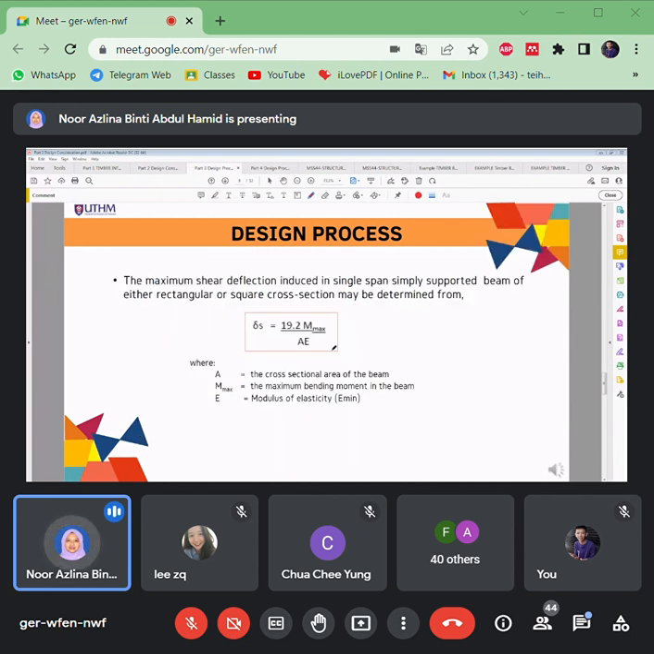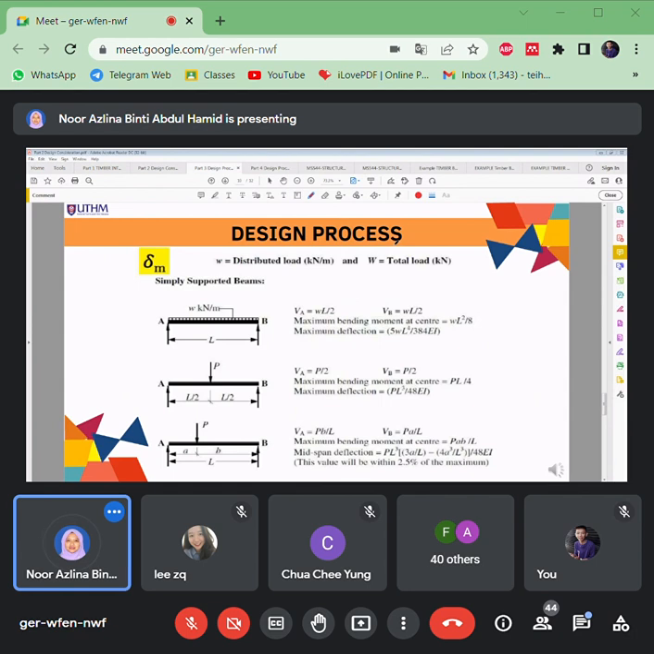Okay, so these are the equations for deflections in terms of shear. Just replace the values for the moment, the area, and the modulus of elasticity, E min. Okay, so this is the deflection according to the bending here.